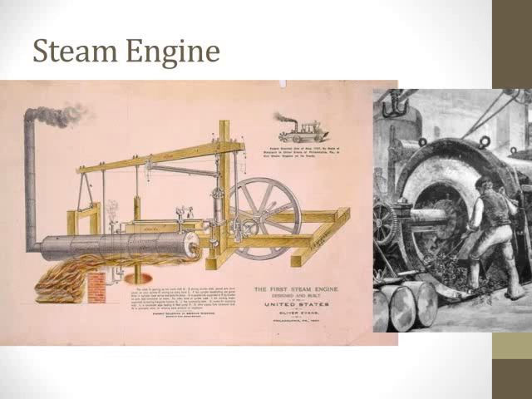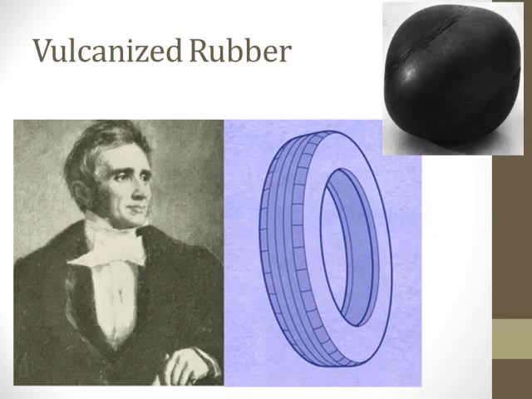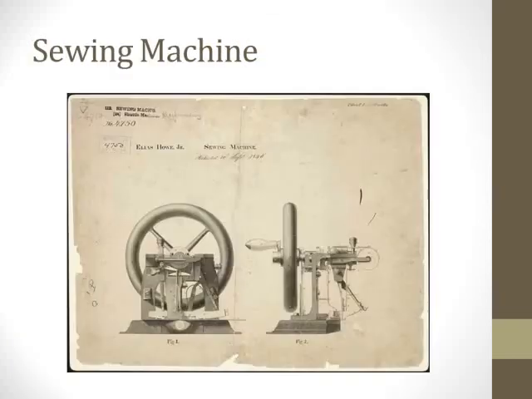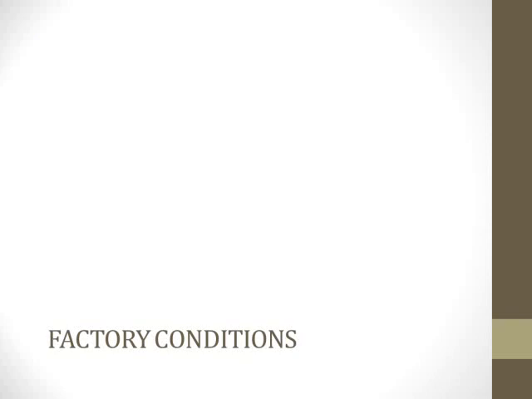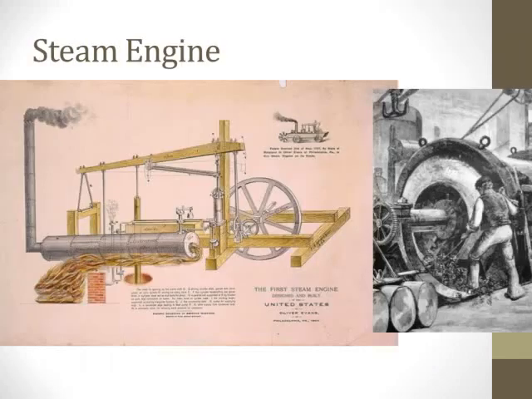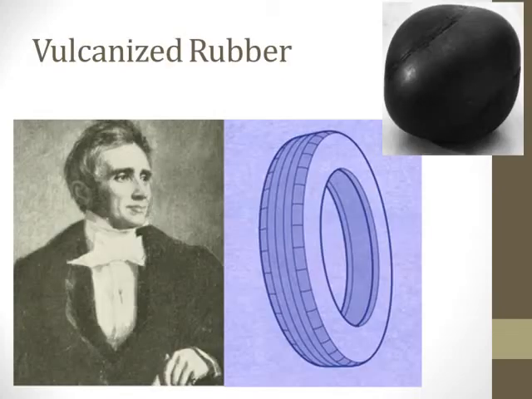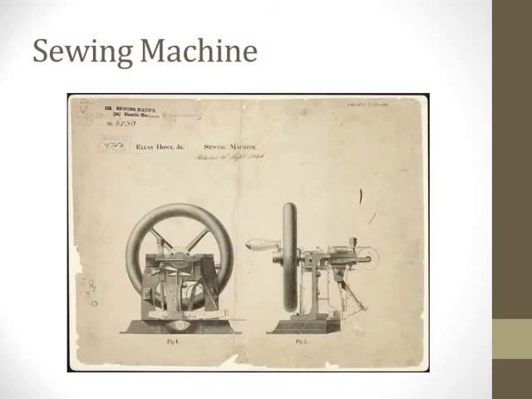Steam engine, who benefits? Definitely northern factories. Vulcanized rubber, who benefits? Northern factories for the rubber belts. Sewing machine, who benefits? Northern factories. How dare you? So a steam engine, vulcanized rubber, sewing machine.